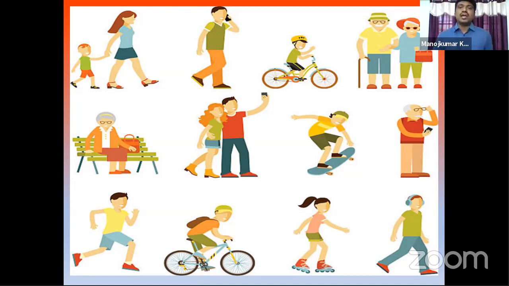So we perform many activities, and where do we get energy to perform all these activities? Don't you think that we require energy to perform all these activities? Isn't it, students? Of course, certainly we require energy to perform all these activities.